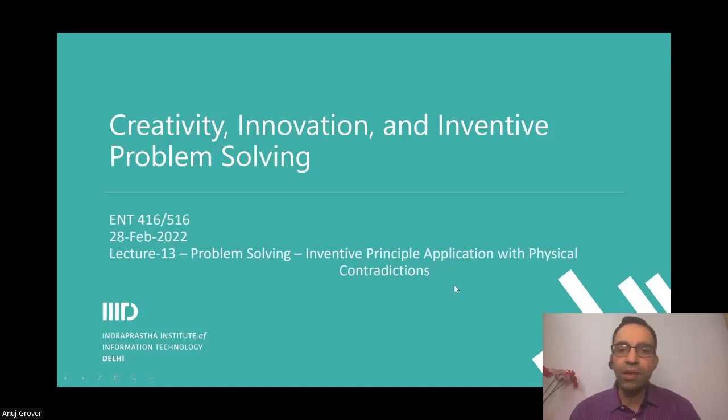Then we look at how to use physical contradictions to identify which inventive principles to apply. Okay, so what do you mean by physical contradiction? Anyone? Any idea? What do you mean by physical contradiction?